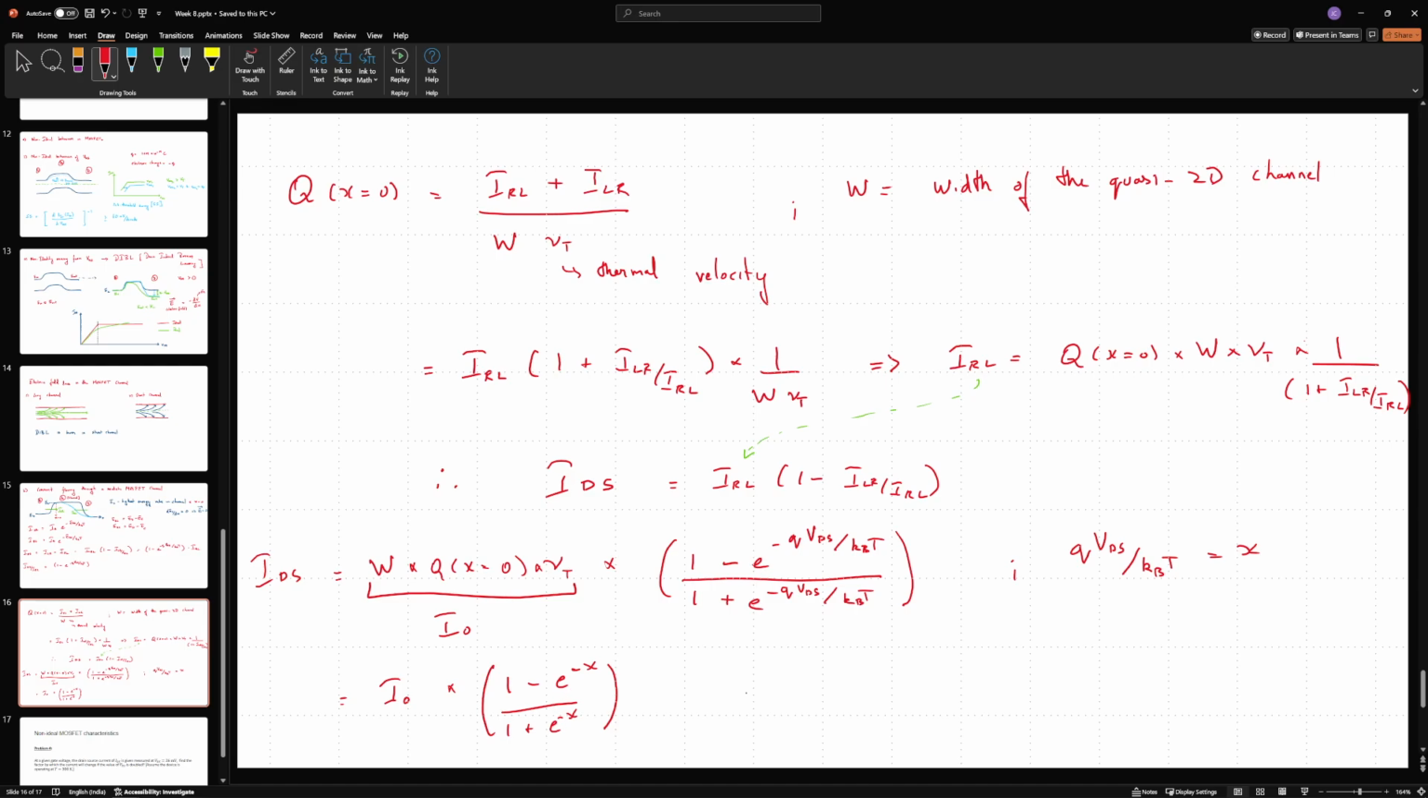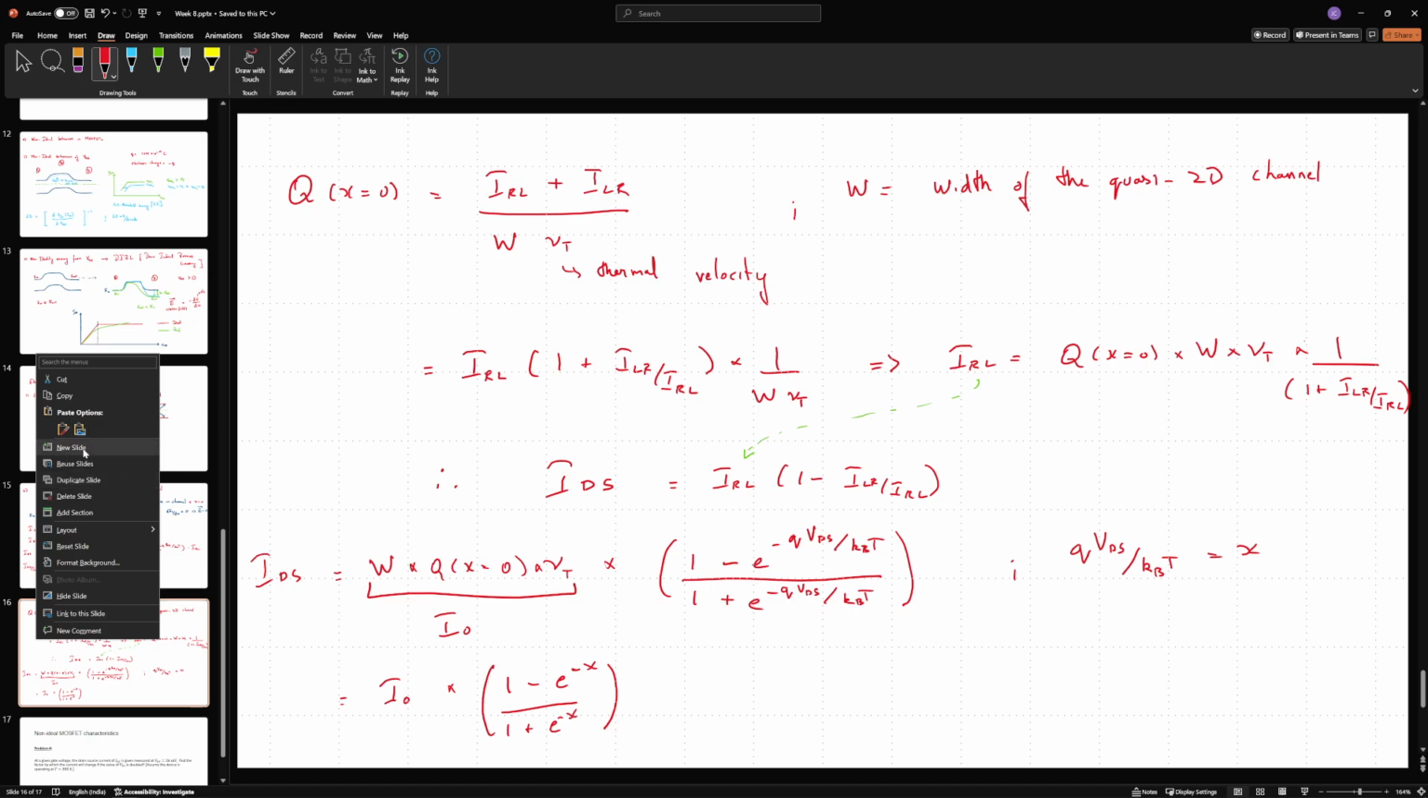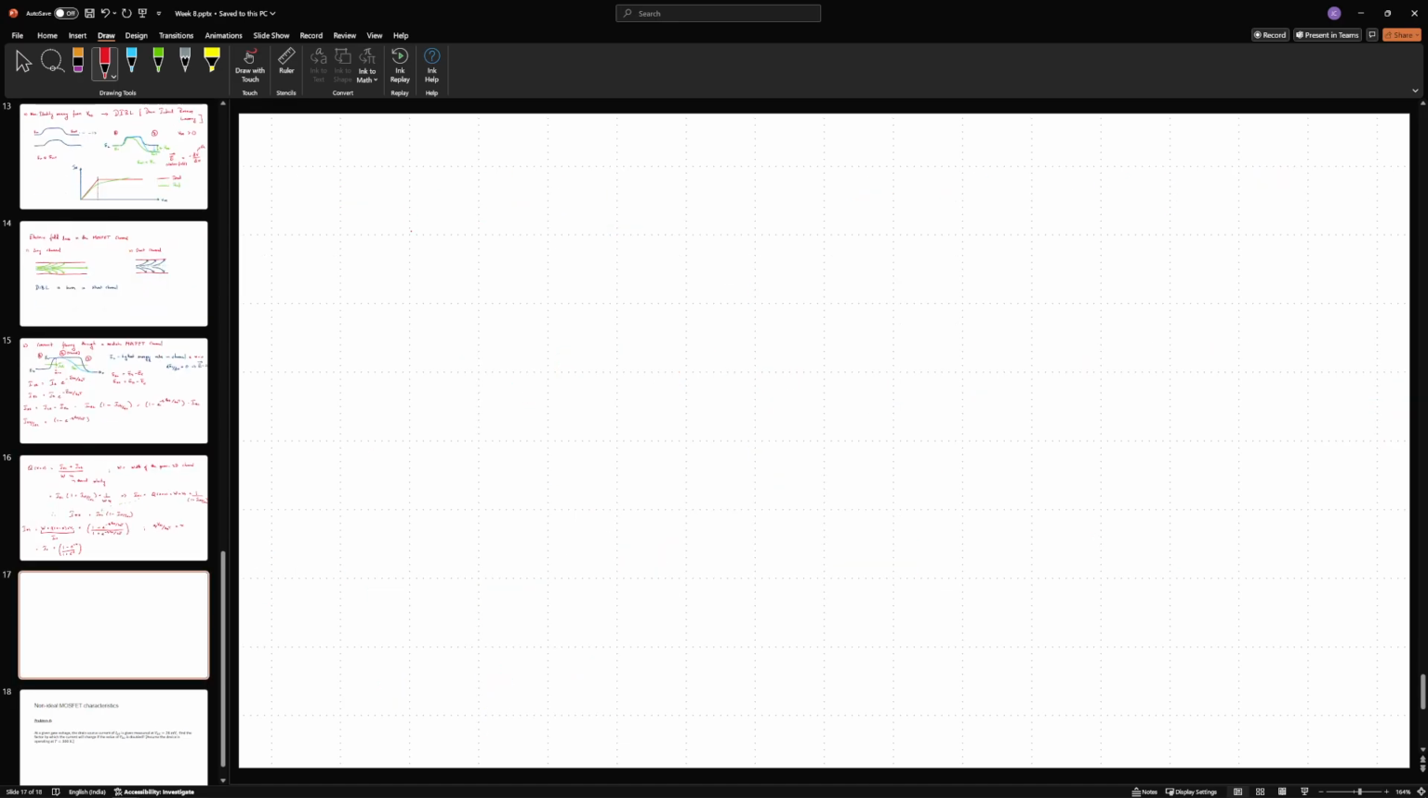Now how does the tan hyperbolic function look like? Let me make a new slide and plot that. IDS is equal to I naught into 1 minus e to the power minus x divided by 1 plus e to the power minus x, which is equal to I naught into tan hyperbolic of x by 2. So this is the actual functional value.